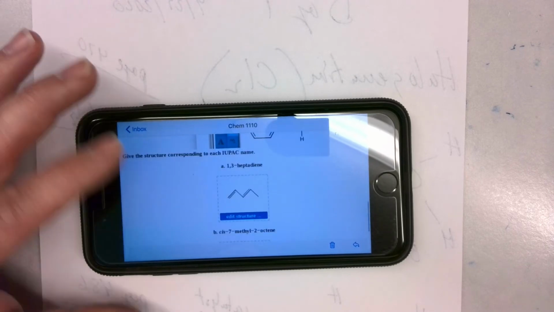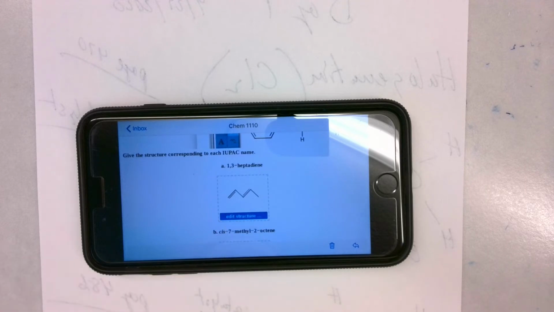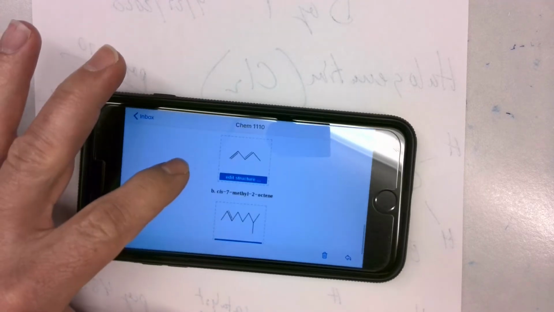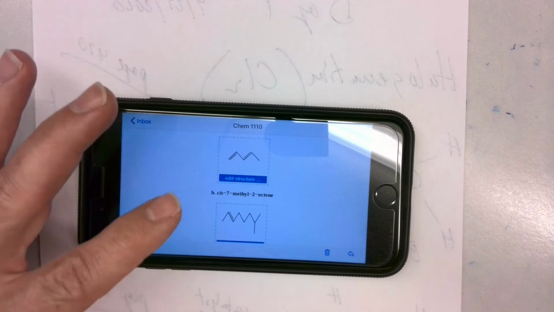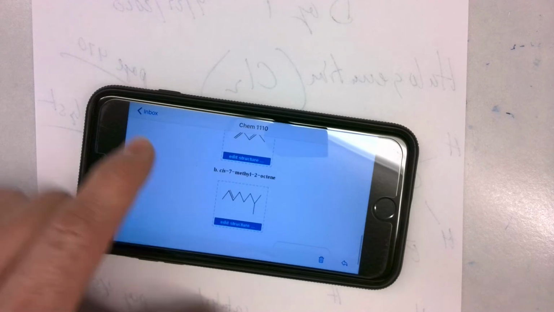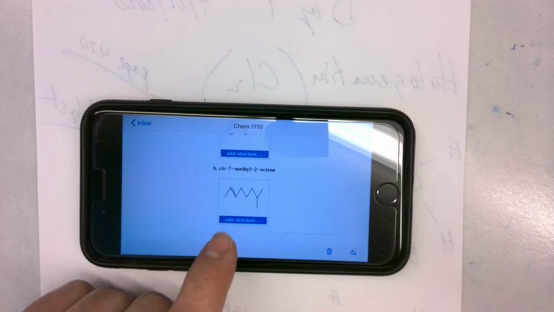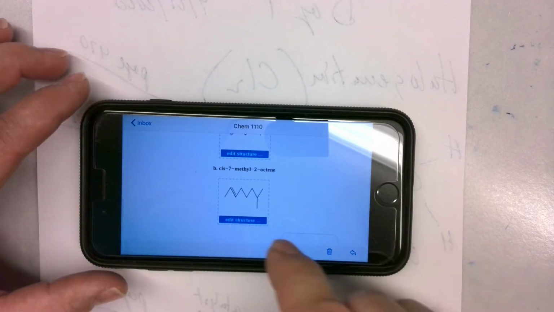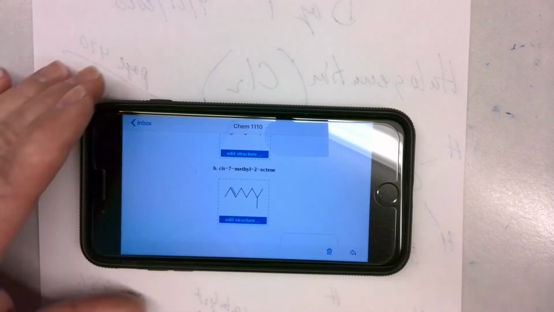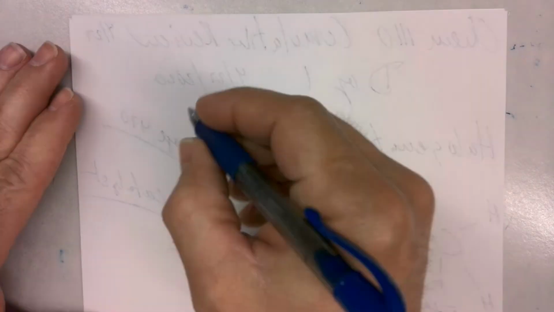Here's the next one. Given the structure corresponding to 1,3-heptadiene, or is it the next one? Okay, so I see what I did wrong on the first one. That was pretty obvious, but, yeah, B at least. Okay, so what you guys need to understand is that when I draw something cis, and this is funny because I just did this for somebody else, a lot of this is the way you draw it.